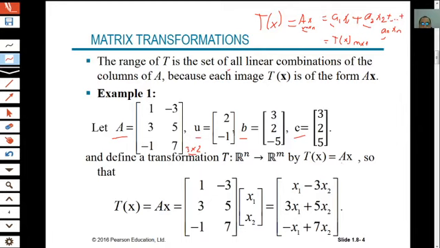So we have a 3 by 2 matrix, and to define the product, x should be a 2 by 1 matrix, and the result T of x will be a 3 by 1 matrix. Therefore, T is a transformation from R^2, since we have two components for the vector x, to R^3, since we have a vector which has three components. Okay, x corresponds to a vector T of x defined by A times x, and A is given here.